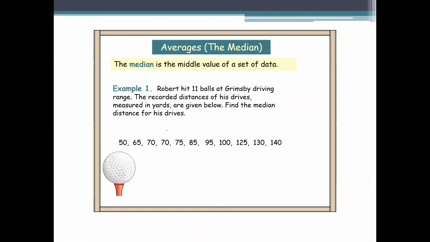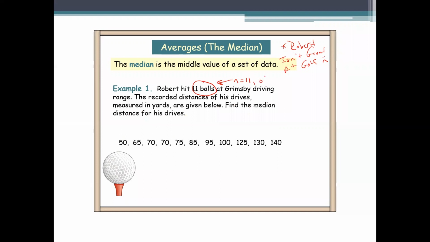Here's an example. Robert hits 11 golf balls at this place called Grisby Driving Range, and he records the distance of his drives measured in yards. I already put the data set in order from lowest to highest. He had a drive that went 50 yards, one that went 140, and maybe Robert just isn't great at golf. If you know anything about golf, those aren't really great drives, but I want to find the median distance here.